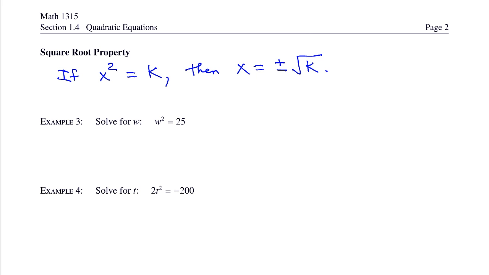Let's use the square root property to solve example 3. Solve for w. w squared equals 25. So that means that w is equal to plus or minus the square root of 25. And the square root of 25, of course, is 5. So the solution set is plus or minus 5.